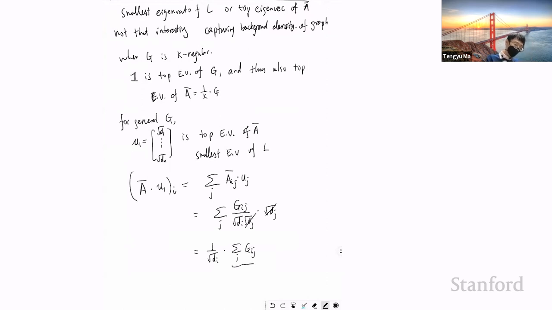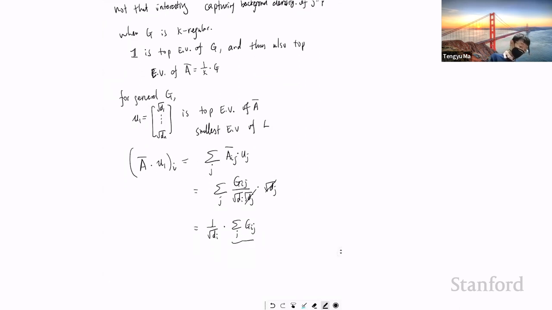And recall that this is actually the precise definition of the degree. This is the total number of edges connected in the graph, so we get 1 over square root d_i times d_i, which is square root d_i. So that verifies that u1 is an eigenvector. This means A bar u1 is equal to u1.